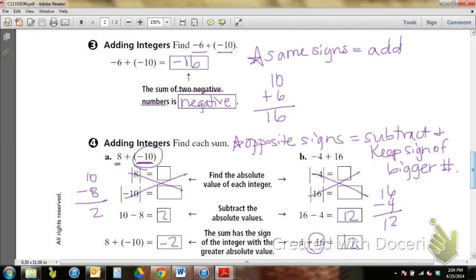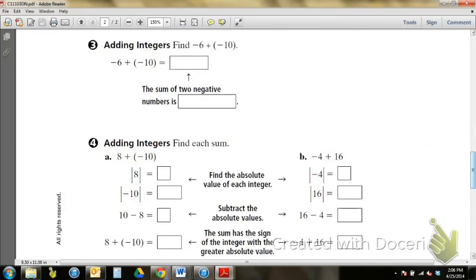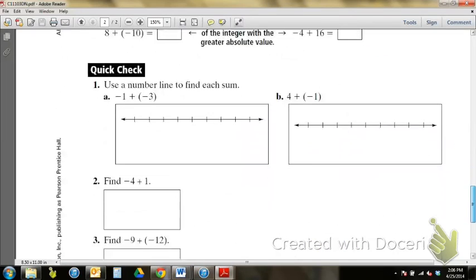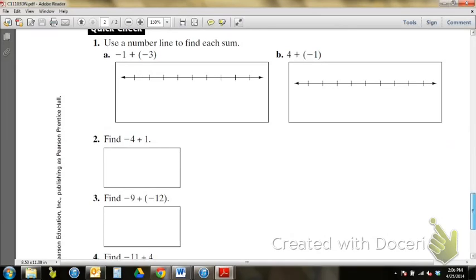And that's it. Now you try the quick checks. There are 5 problems here. The first one, they want you to use a number line. You can use a number line if you want to, but you don't have to. If you just want to add the integers using your rules, remember, same sign, you add them and keep the sign. Opposite signs, you subtract them and take the sign of the bigger number. So try those quick checks and we'll check your work in class.